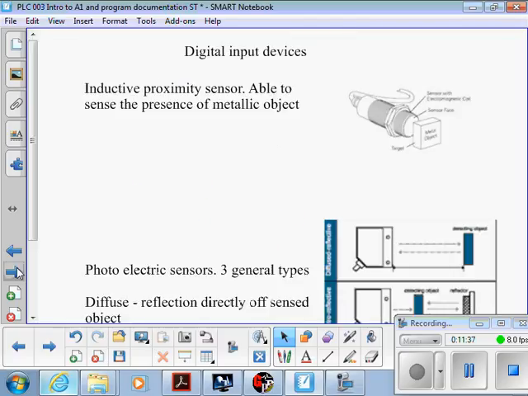On the next page, we have inductive proximity sensor, able to detect the presence of metallic objects. Yeah, so these don't detect plastic. That way, you can use a capacitive and an inductive in combination to distinguish between plastic product and metal product. I'm not saying that's a metal detector, but it will. Using the two sensors, you could discriminate between two different materials, metallic and non-metallic.